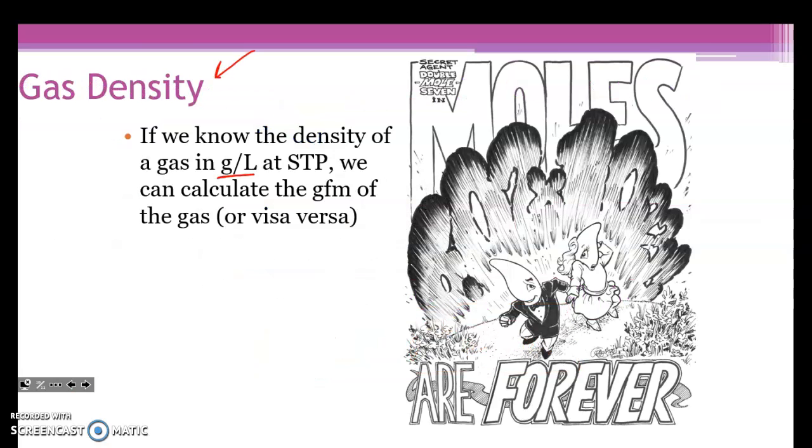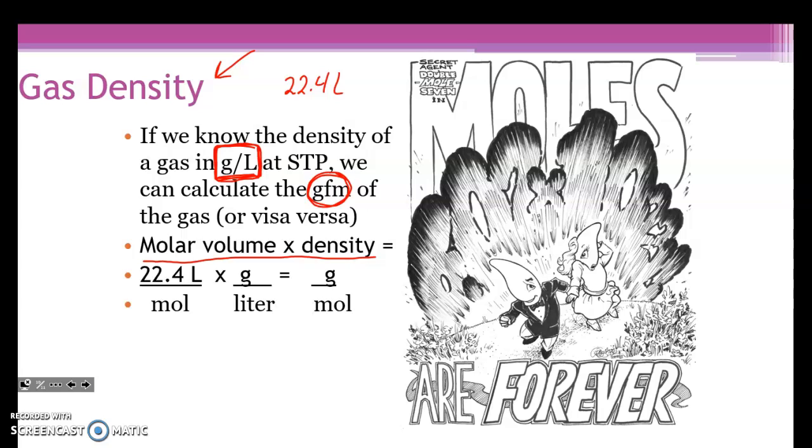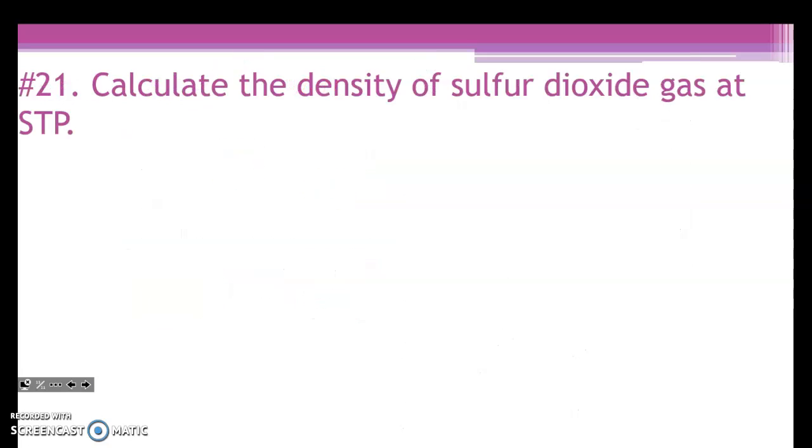Okay, and then we're going to mention density, because now we have volume. If we know the density of a gas, and I want you to box this in grams per liter, not grams per milliliter, because molar volume is 22.4 liters, we can calculate the gram formula mass of the gas. So we can actually convert from density into volume into grams if we need to. So the molar volume times the density is going to equal these conversions right here. 22.4 liters per mole, that's our molar conversion for gas. Here's our density. And what it's going to give us is the GFM of that gas.